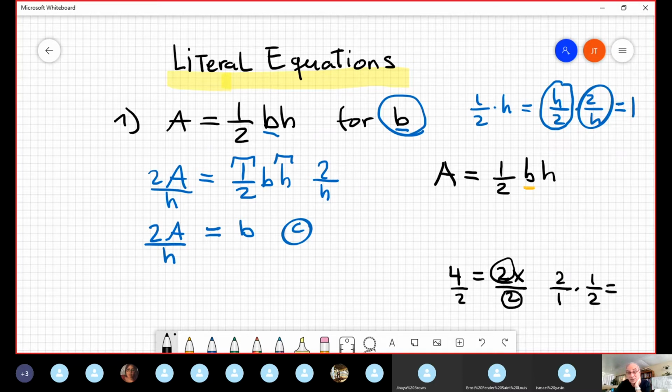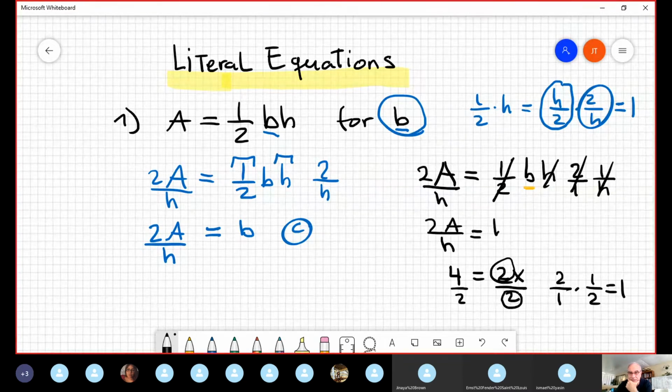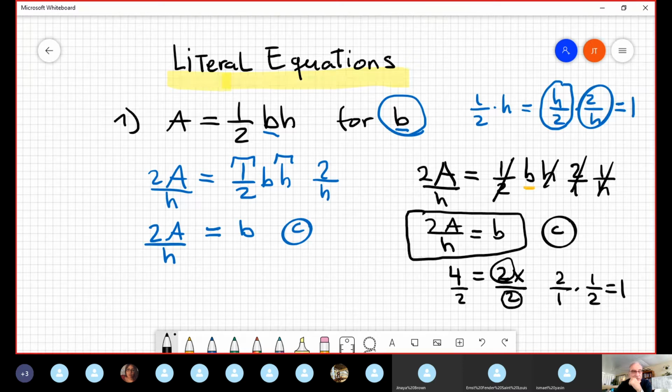So the answer is 1. Exactly the same we are doing here. What is the reciprocal of the part that I don't want? It's 1/2, which is 2 over 1, no? And the reciprocal of H is 1 over H. And you do exactly the same on the other side in order to keep the equation balanced. So 2A over H, and this is 1, cancel out. Only B stays, and it's the final answer. It corresponds with option C, no?